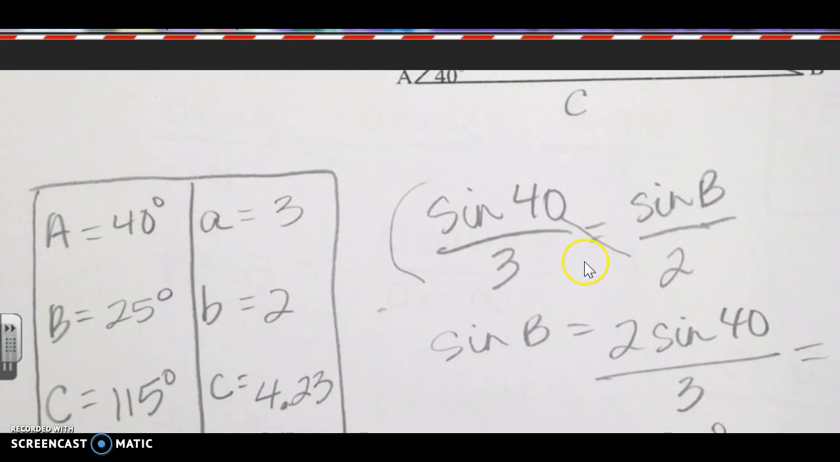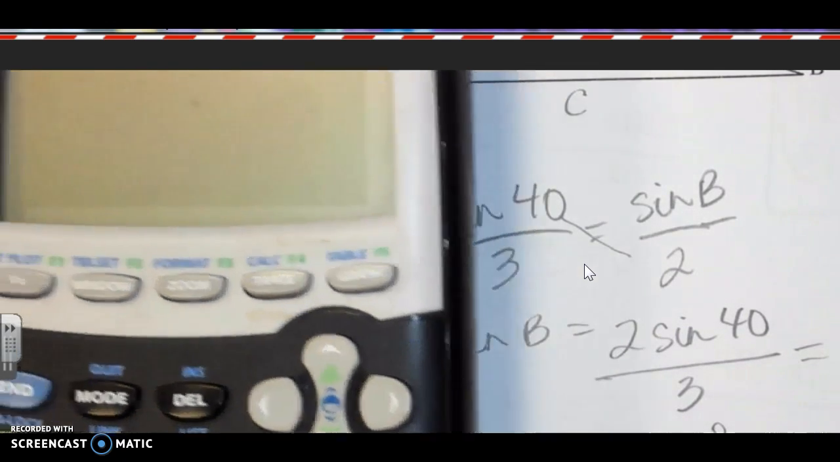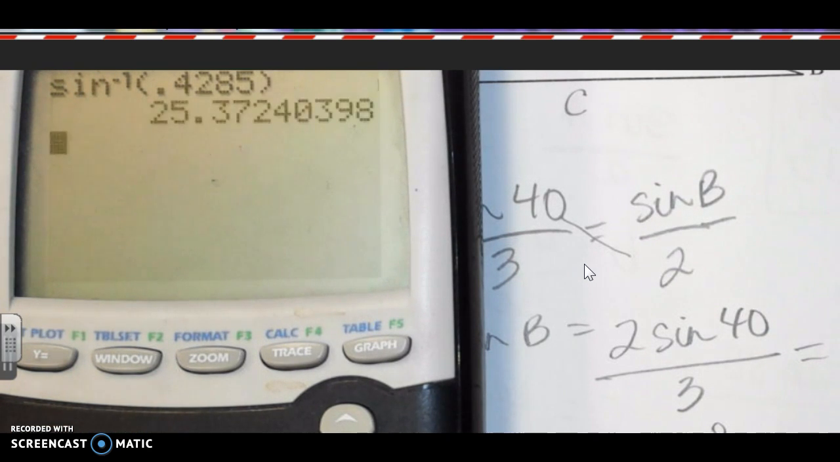You have to do inverse or second function sine. So what that 0.4285 represents is how high up the sine part of that function goes. When we get into actually putting triangles on a unit circle, you'll see what that actually means. But that's an actual height, is what that is. So you do a second function, or inverse, depending on your calculator, sine 0.4285. Okay?